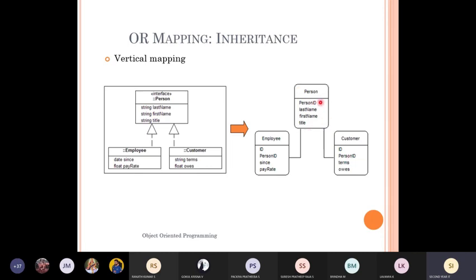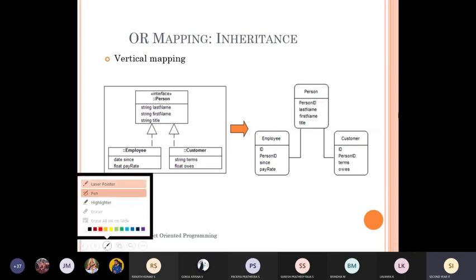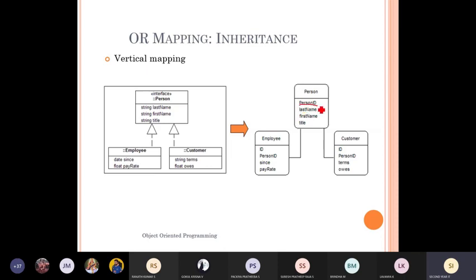Person ID is going to be the primary key for the person table. Okay? The primary key of the person table is person ID. Here ID is going to be the primary key for the employee table. In the customer table ID is going to act as the primary key, whereas person ID is going to be implemented as a foreign key. To connect these tables I need an attribute. So what I do is take both of these as a foreign key.